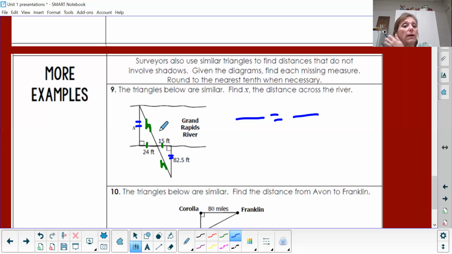So let's do this, and I'm going to kind of do the zigzaggy stuff. I'm going to go x to 82.5, x, 82.5. And then I'm going to zag back across 24 to 15. Okay, and then you should be able to finally get the answer. Now number 9 is 132 feet. I already told you that, didn't I?